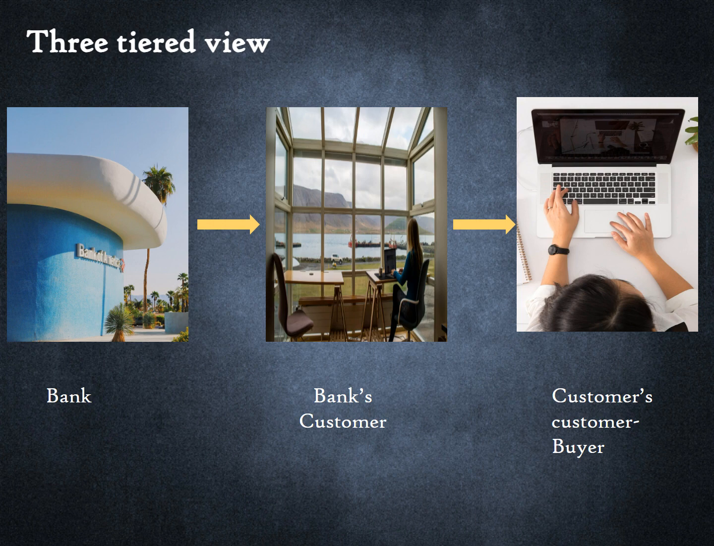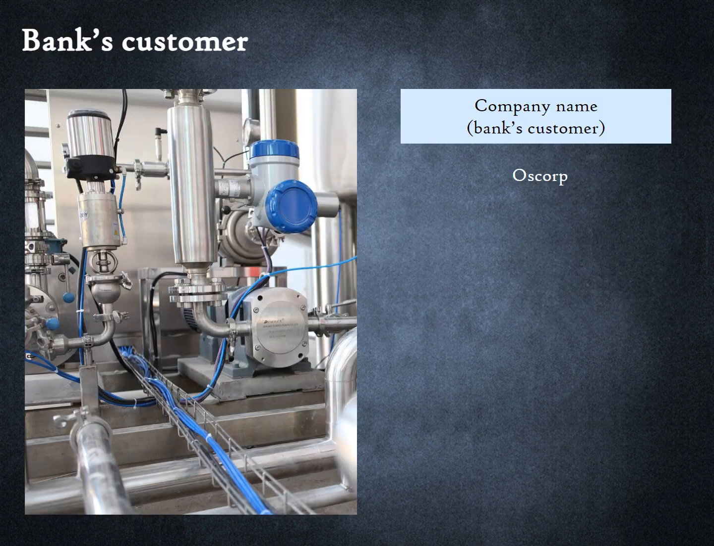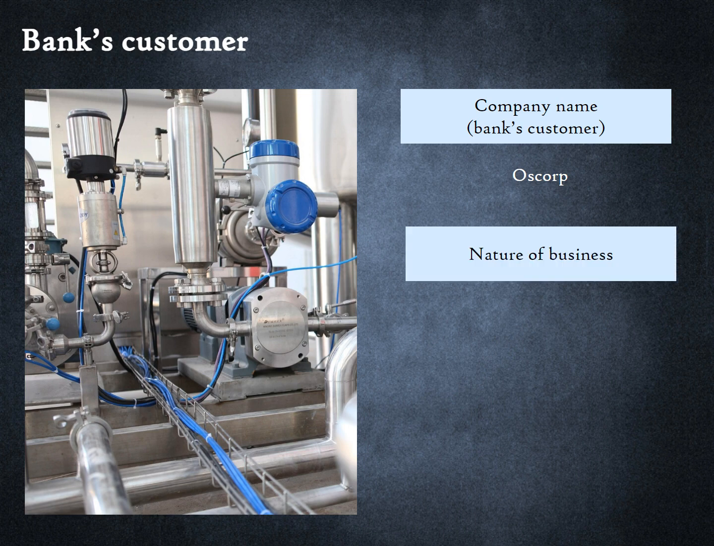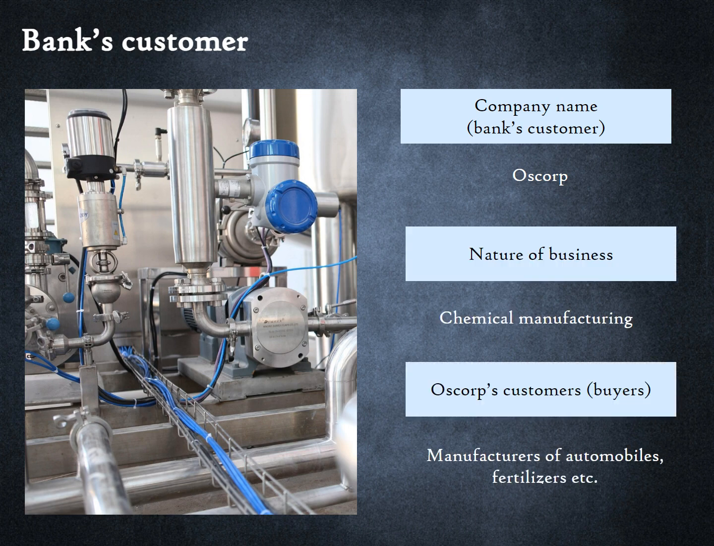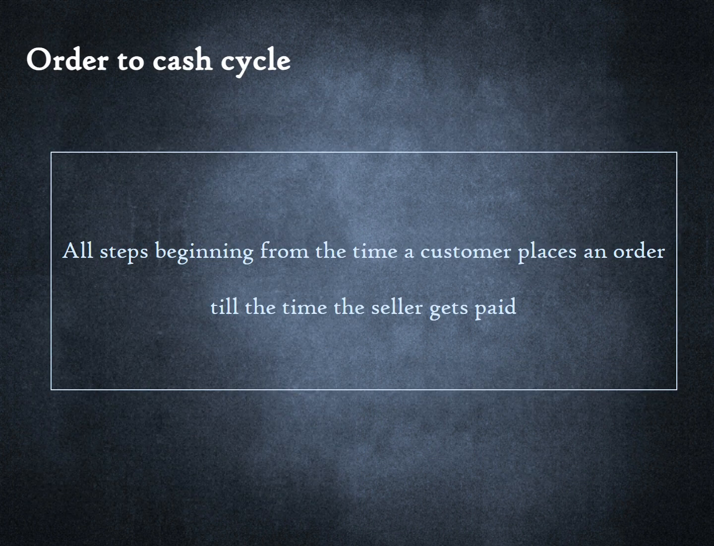Receivables management requires a much deeper integration with the third tier. For illustrating receivables management products, we will refer to a fictional company called Oscorp, which is the customer of the bank. Oscorp is a chemical manufacturer that sells chemicals to other manufacturers. Receivables management products are best understood in the context of the order-to-cash cycle of Oscorp. The order-to-cash cycle refers to the steps by which Oscorp converts buyer orders to cash.